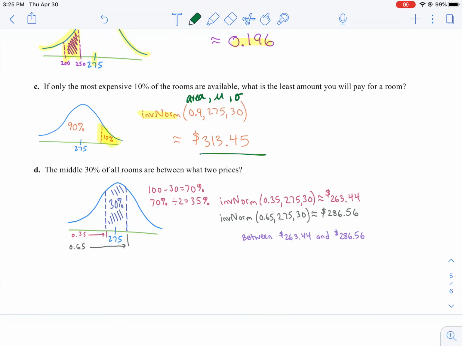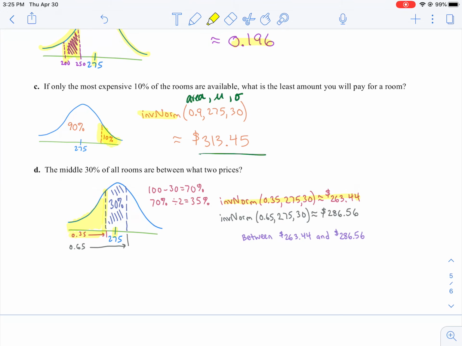And the last part on here, the middle 30% of all rooms are between what two prices? So I want to find the middle 30% right here. So I know that the mean is $275. If I wanted to find this value right here, well, if I did 100 minus 30%, I would get 70%. 70% divided by 2 is 35%. So this area right here is 35%. If I want to find that value right there, I'm going to do inverse norm with 35% right there.